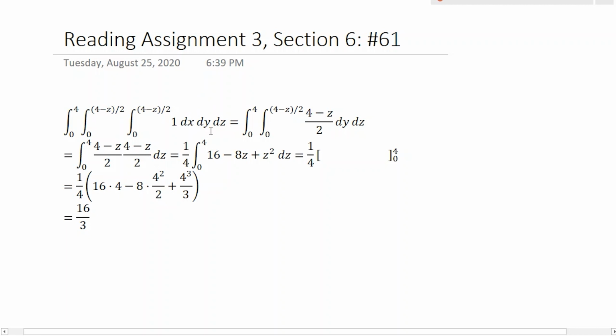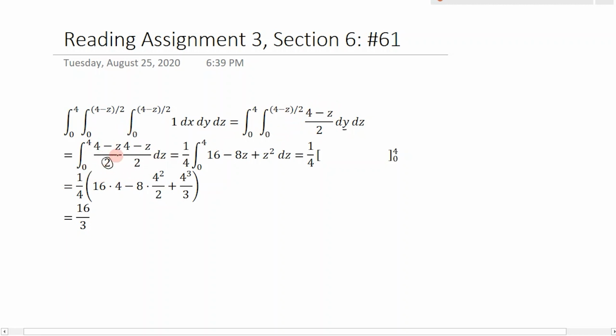Here I copied what I had on the previous slide. The next step is to integrate over x. 1 is just a constant, so we get this guy minus 0. So here you see 4 minus z over 2. Everything else stays the same. Then we integrate over y, and since this is a constant with respect to y, we just get this times this minus 0. So really, we just have this guy squared. This is what I wrote here.